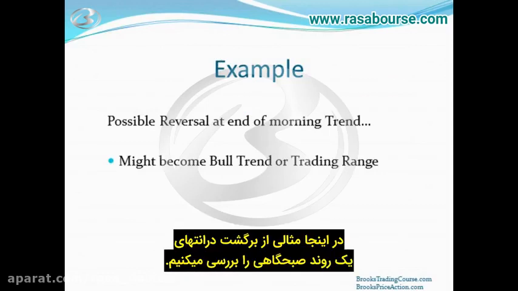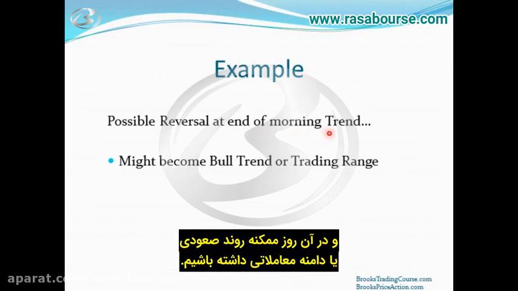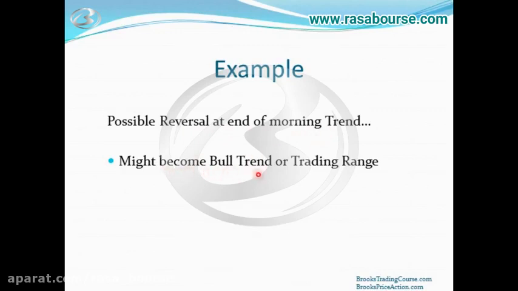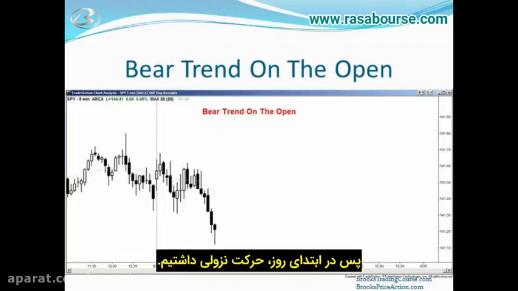Here's an example of a possible reversal at the end of the morning trend. The day might become a bull trend day or a trading range. Alright, so we sold off in the morning. We had a double top. Lots of two-sided trading yesterday and today. It's possible this is simply a failed breakout.